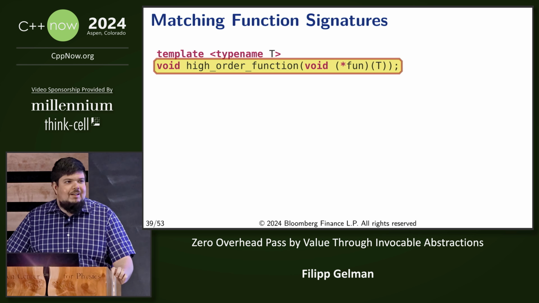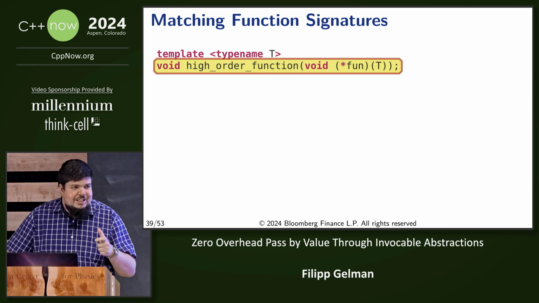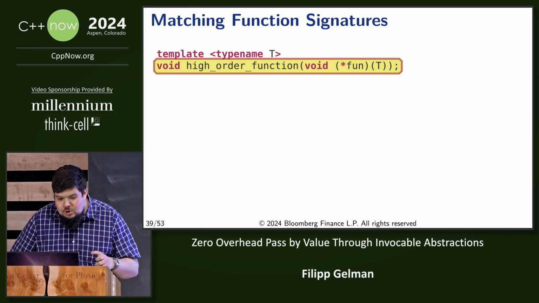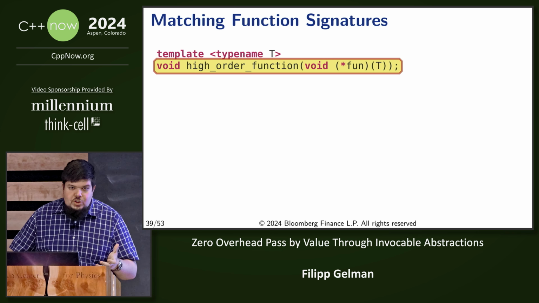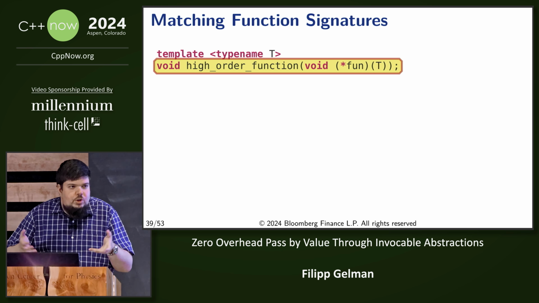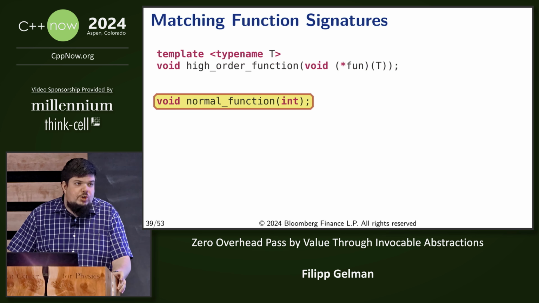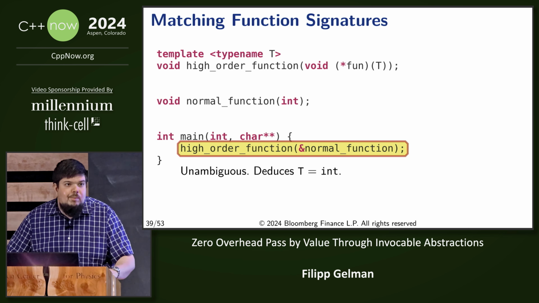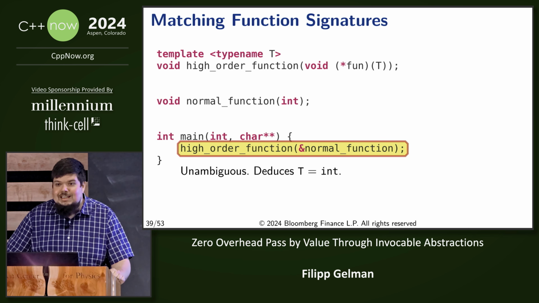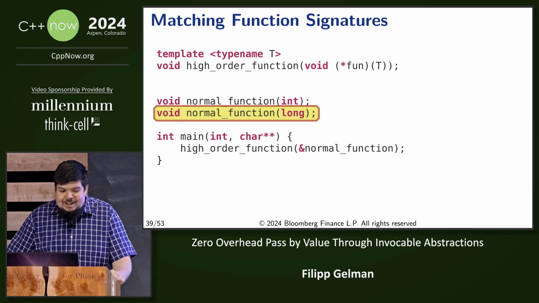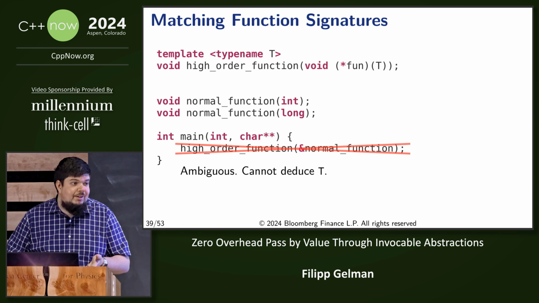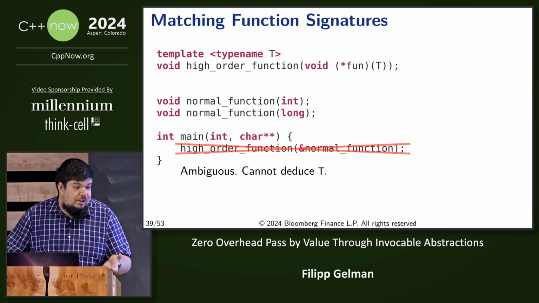So to motivate the idea, we can take a look at how the compiler treats pointers to functions and function overloading. Suppose I have this higher order function that takes a pointer to some function whose type is deduced. And I have a normal function, not overloaded, and I pass the address of this function to my higher order function. No problem, it's not ambiguous, T is int, life is good. Now if I have an overloaded function, this doesn't work anymore. Which one did you mean? What's T? I don't know. That's the situation we're in. We can't deduce from an overload set, unfortunately.